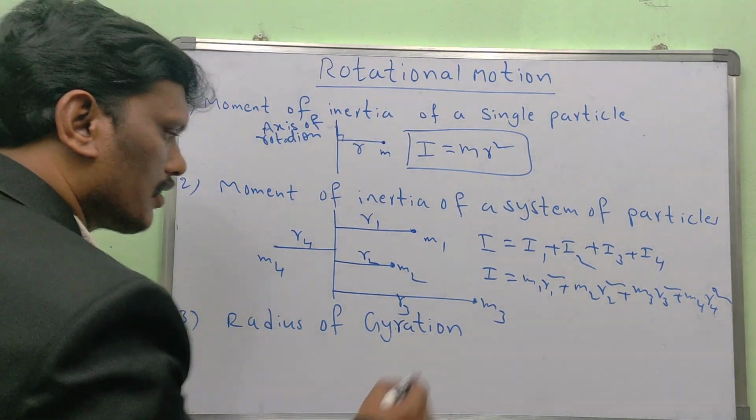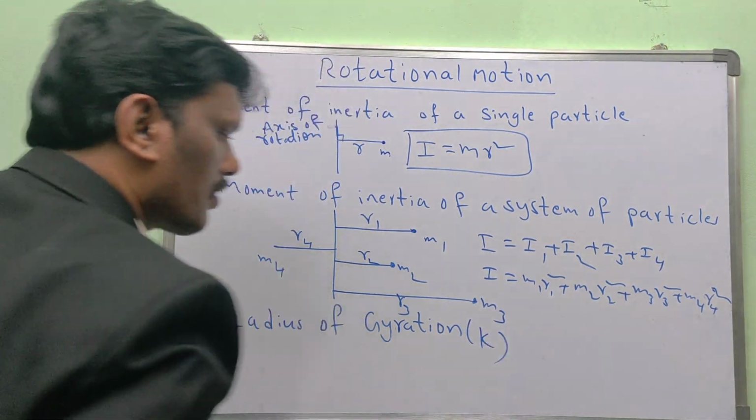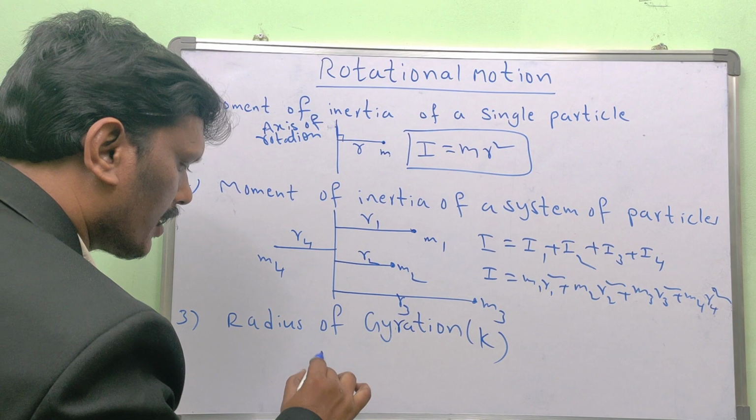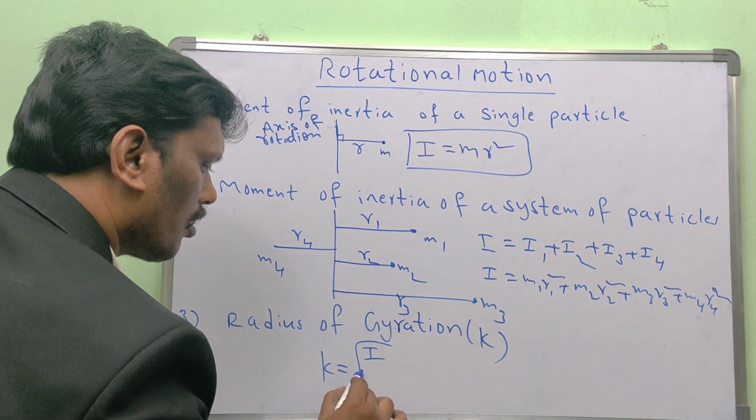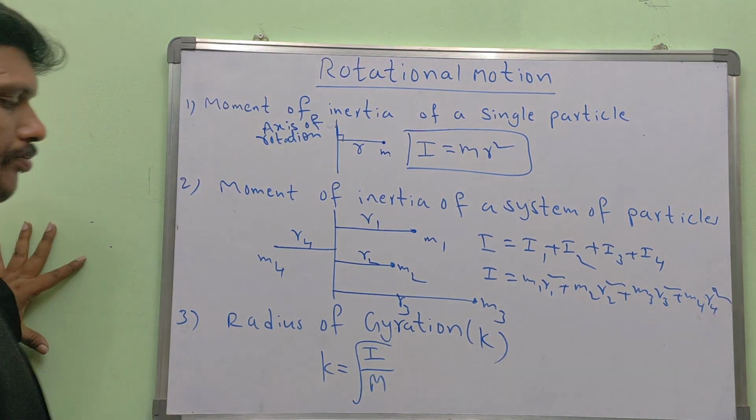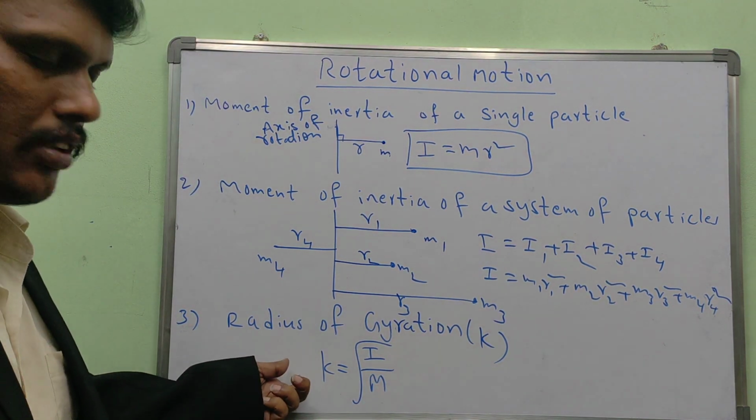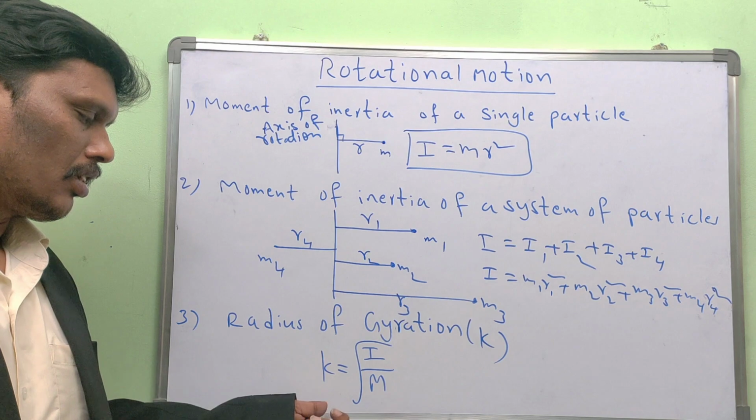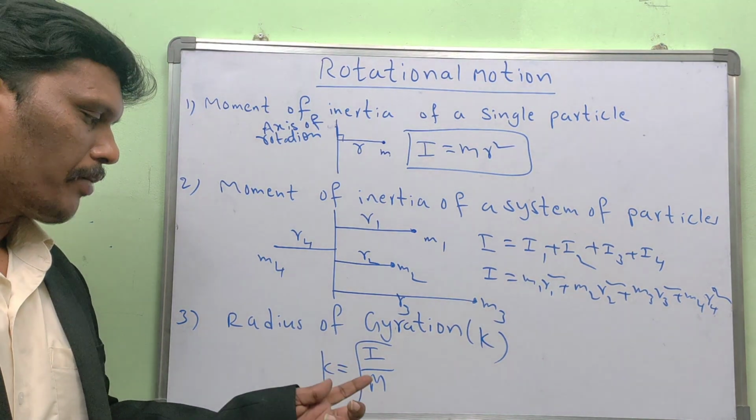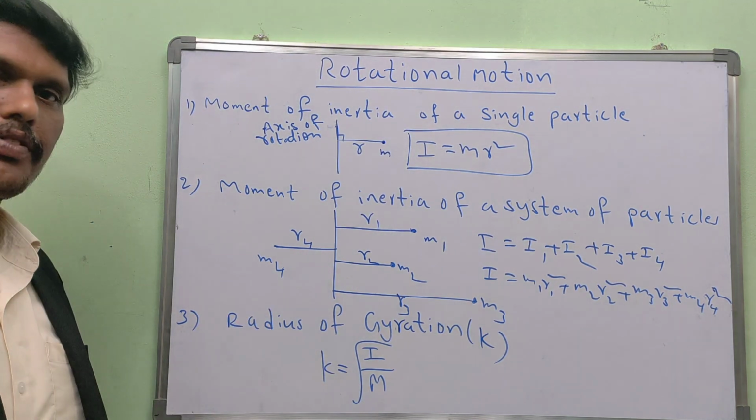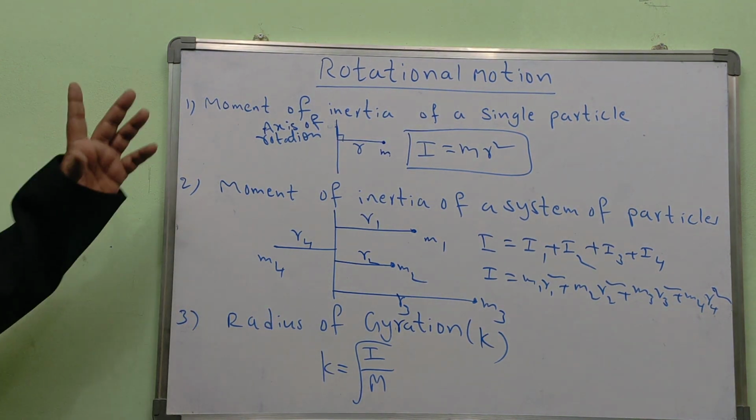Now radius of gyration. Generally we are going to represent it with a symbol k. So radius of gyration we are going to define as square root of moment of inertia upon mass of a body. So how to define the radius of gyration? Radius of gyration is nothing but under root of moment of inertia upon mass of a body. By using this formula we can calculate radius of gyration. Note down students.